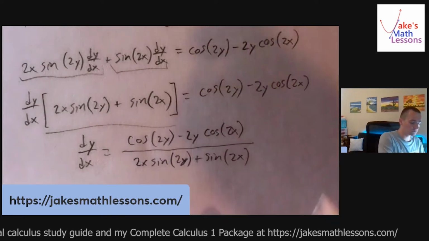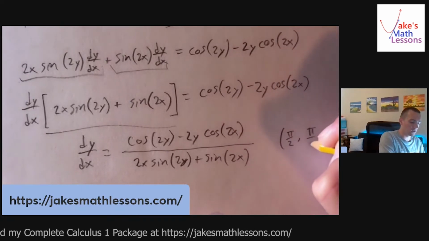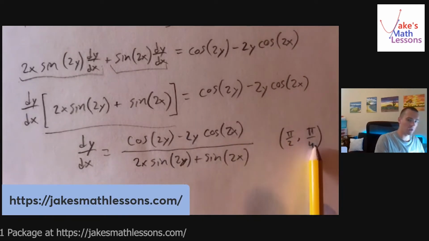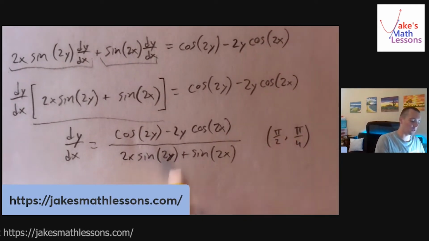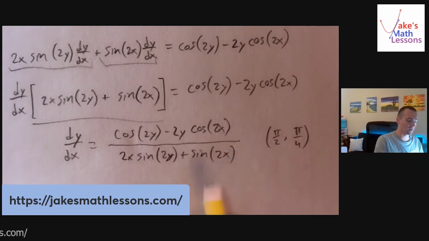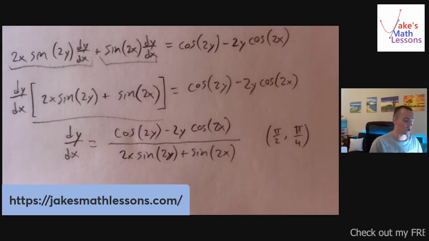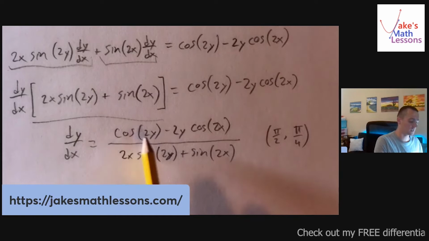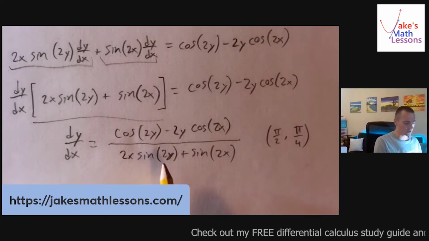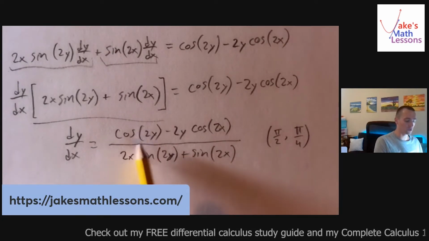So if we plug in the point pi over 2, pi over 4, which means wherever we see a y in this equation, we replace it with pi over 4, and wherever we see an x in this equation, we replace it with pi over 2, that'll give us the slope of this curve at this point. Well, I'm not going to go through all of that. You can see some of these terms are going to cancel out. It's not going to be terribly difficult because, for example, right here, cosine of 2y.